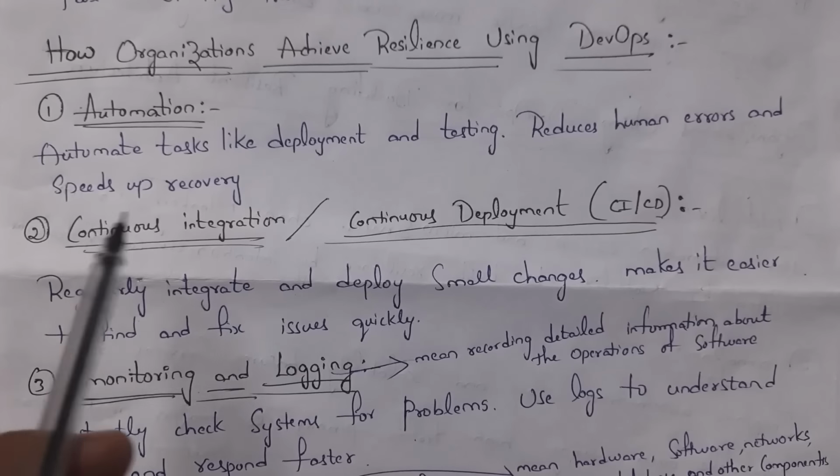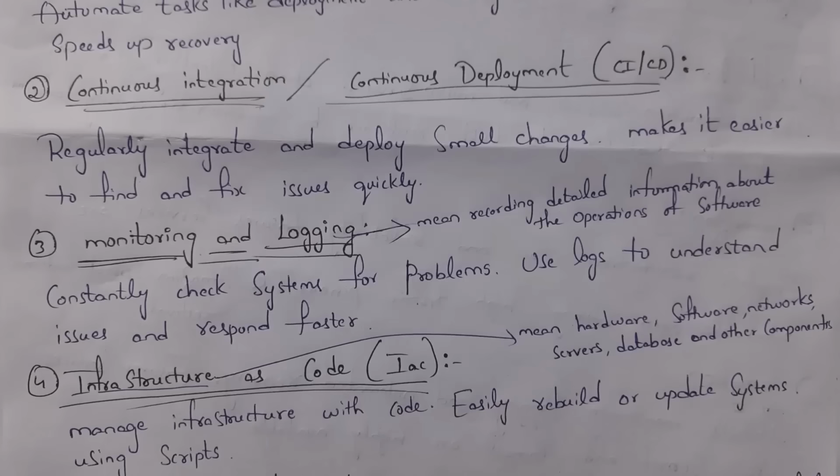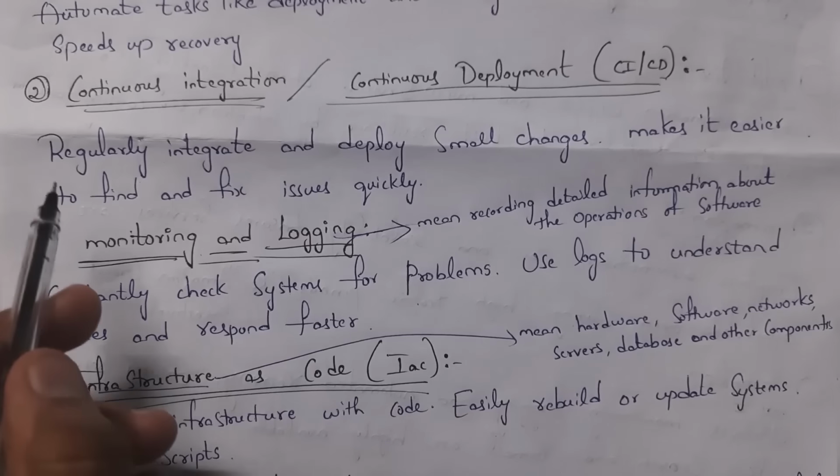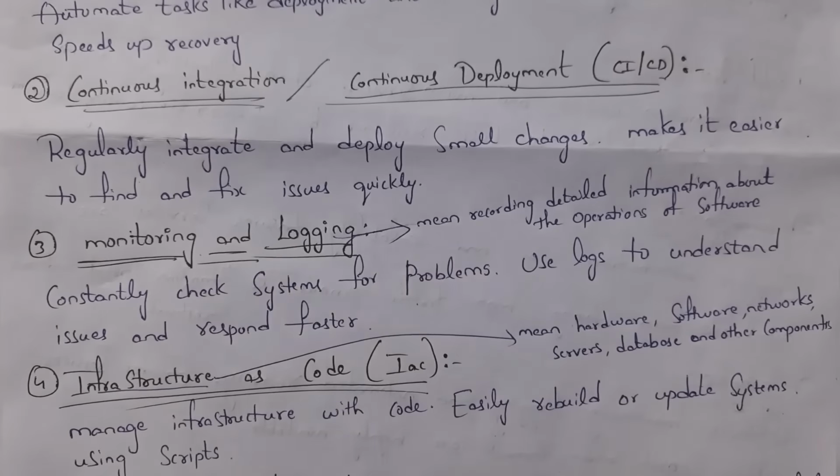Second one is continuous integration and continuous deployment. Whenever a developer updates a small part of the software, then automated testing will take place. So, it is very easy to find errors and solve those errors. So, regularly integrate and deploy small changes. This makes it easier to find and fix issues quickly.